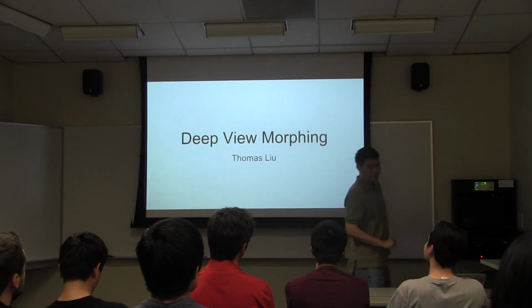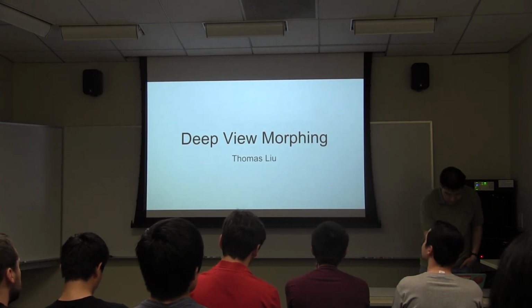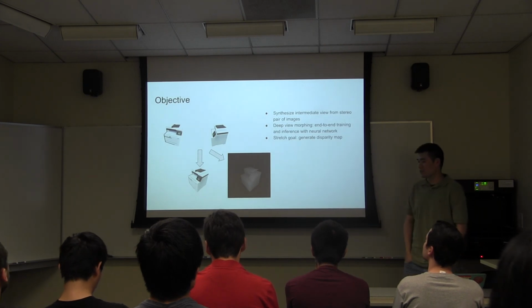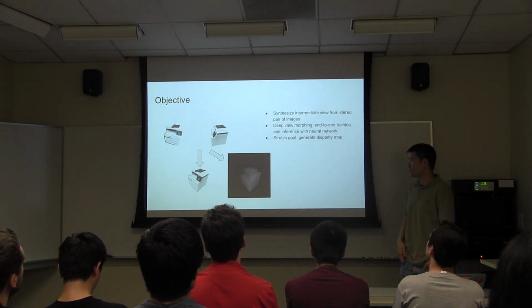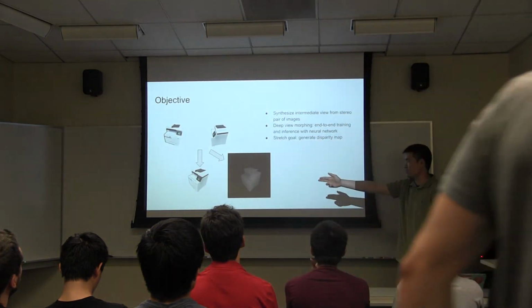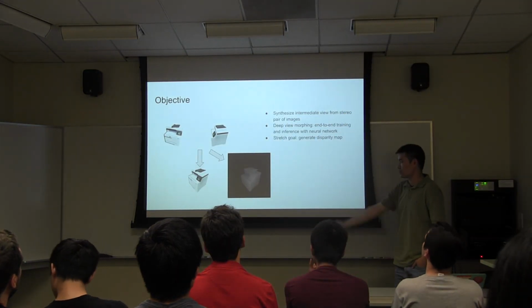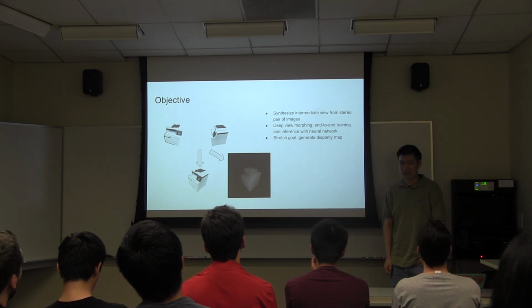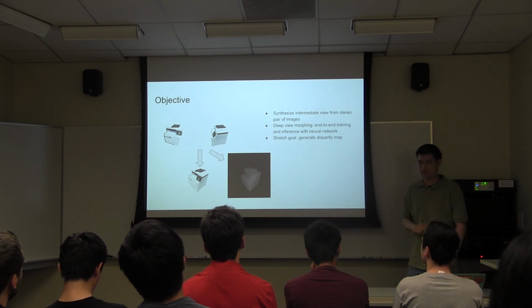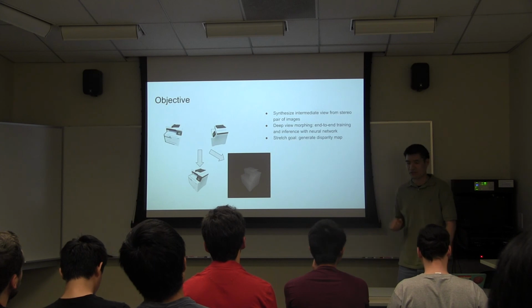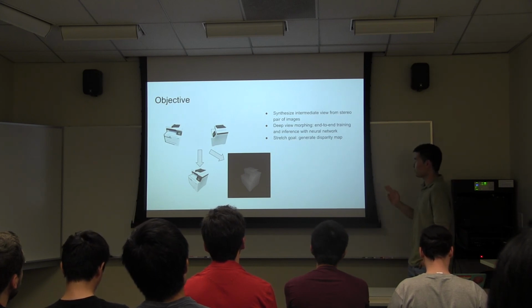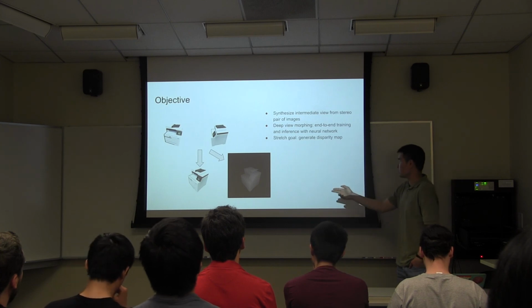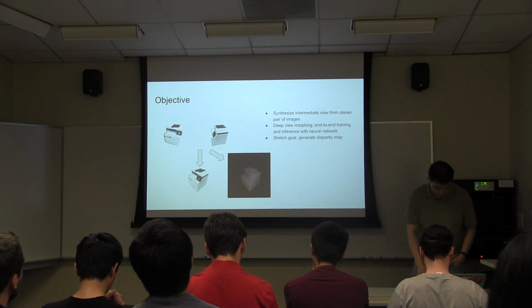Hi, I'm Thomas. My project is on deep view morphing. View morphing is an application of epipolar geometry. You take two stereo images and try to synthesize an intermediate view from those two, as shown here. What's deep about deep view morphing is you try to do the whole thing in one shot using a neural network instead of going through geometric steps and using different methods for each one. As an additional goal, I also try to extract the depth information, generating the disparity map as shown here.